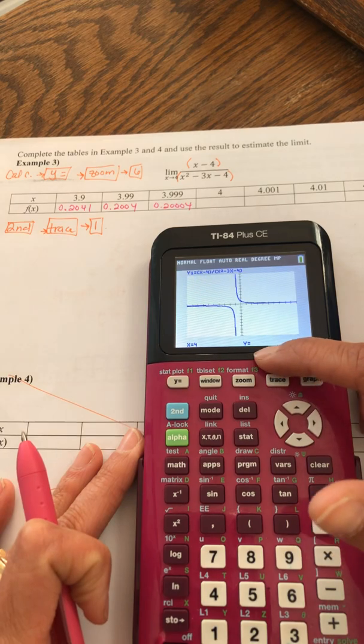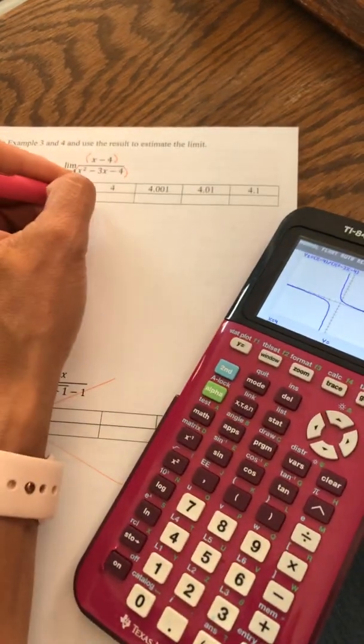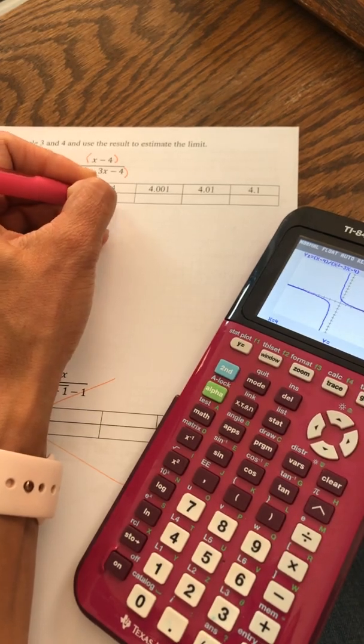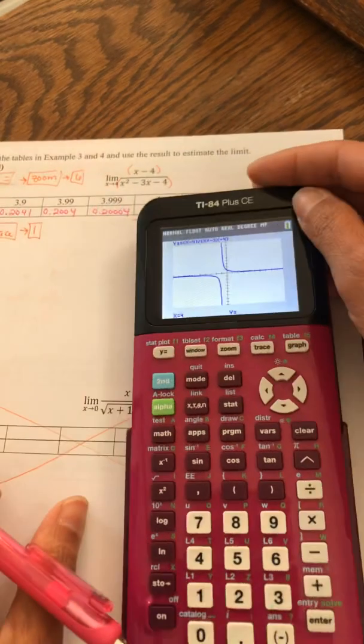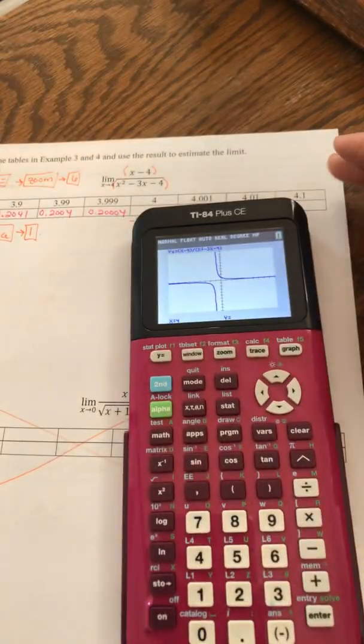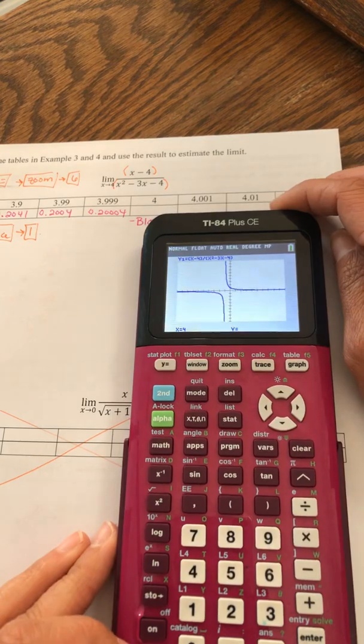And now I'm going to hit 4. And nothing showed up. It's blank. What does that mean? So I'm going to put underneath that it was blank. Well, when something is blank, that means that there are 2 possibilities. It could be a hole, because holes mean that a value is undefined, or it could be a vertical asymptote.